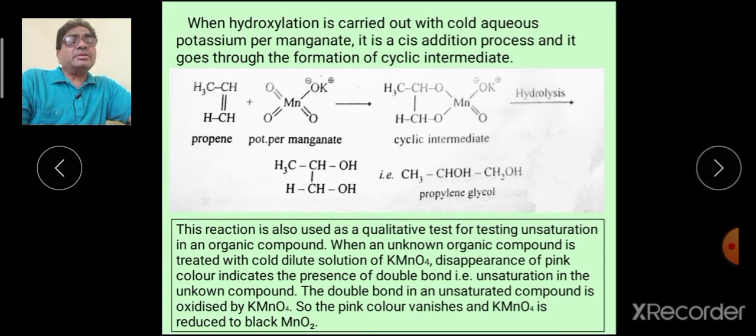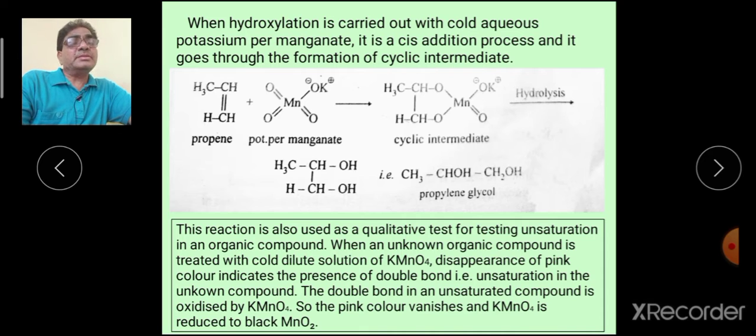This reaction is also used as a qualitative test for testing unsaturation in an organic compound, whether the compound contains unsaturation. The formation of 1,2-diol indicates the presence of this unsaturation. Again, when this unknown organic compound is treated with cold dilute solution of potassium permanganate, the disappearance of pink color indicates the presence of double bond.